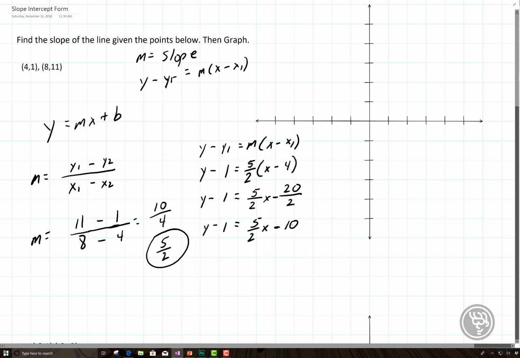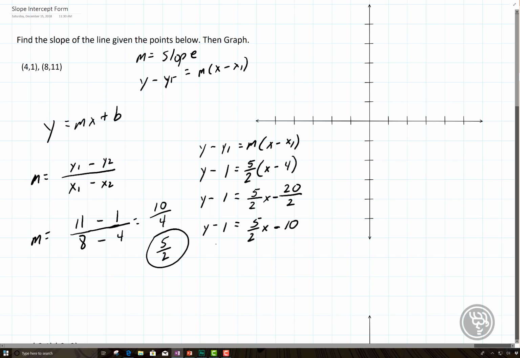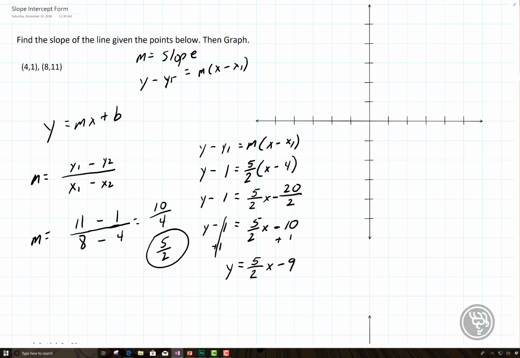Okay, now we just have to solve for y, and at this point it's easy. There's a minus 1 here, so we're going to add 1 here and add 1 here, and then this will go away, so we'll have y is equal to 5 over 2 x minus 9, and then just do the rise over run. So we know this line is increasing because the slope is not negative.